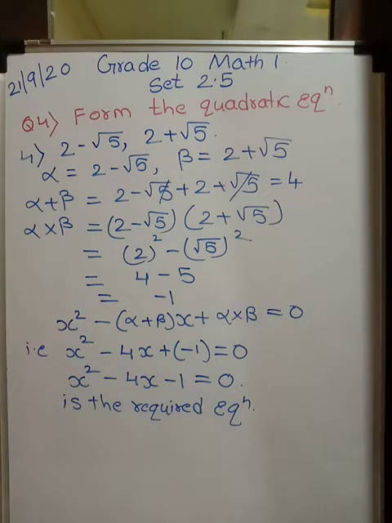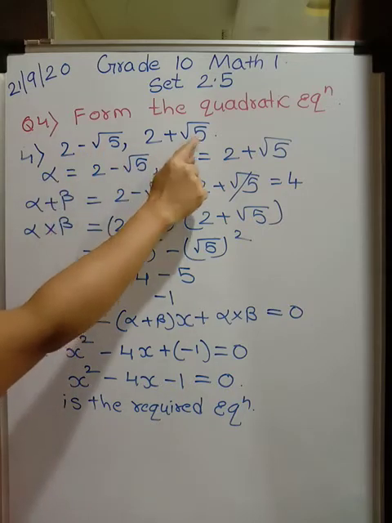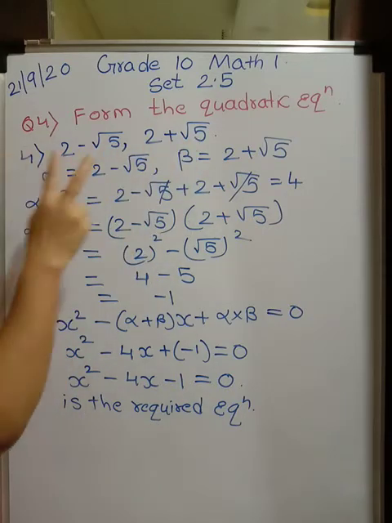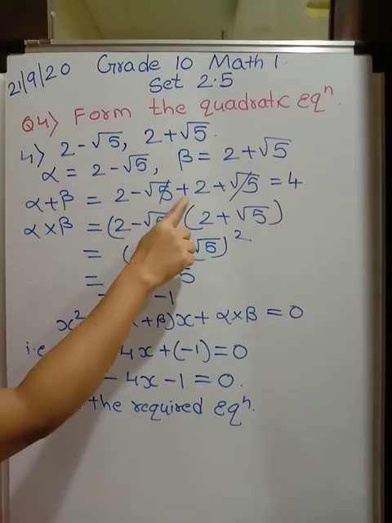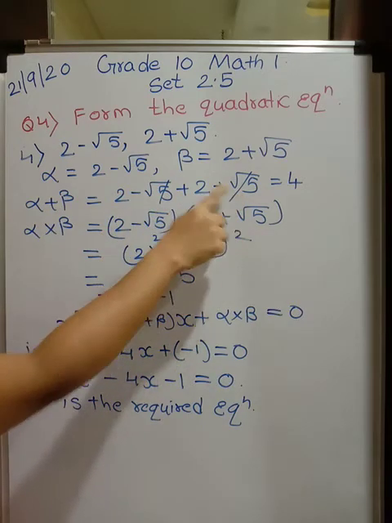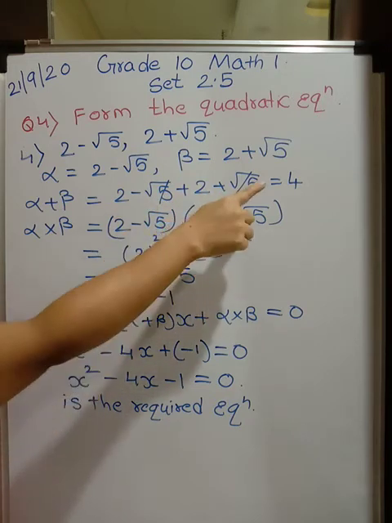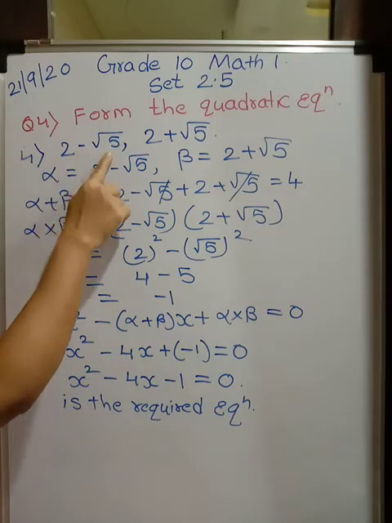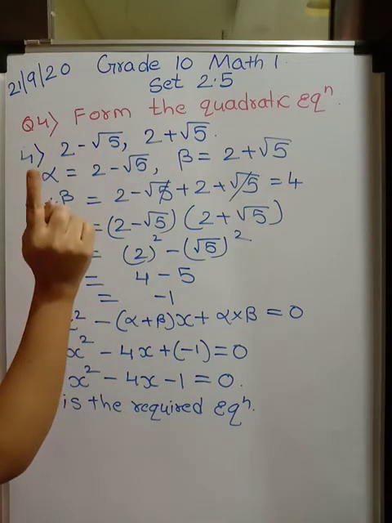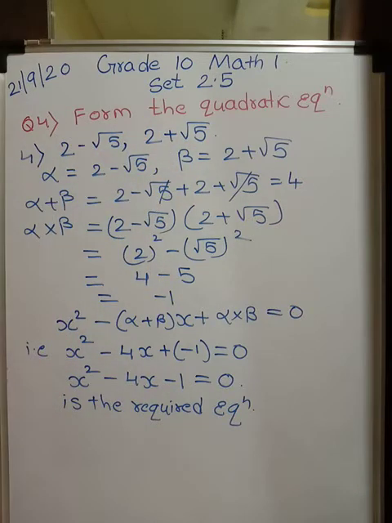Let's go for the fourth question from the fourth one. 2 minus root 5 is one root and 2 plus root 5 is another root. Add these two. Alpha plus beta will be 2 minus root 5 plus 2 plus root 5. So plus root 5 and minus root 5 both will get cancelled. 2 plus 2 we will get 4. Remember here is plus and here is minus. So on addition this root 5 gets cancelled.